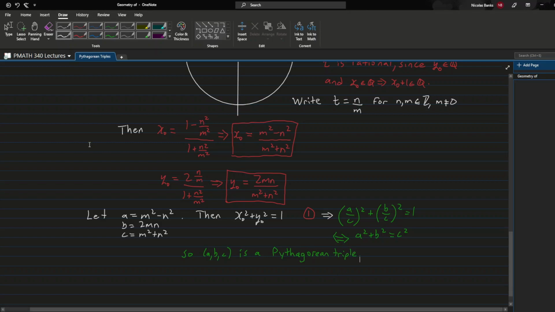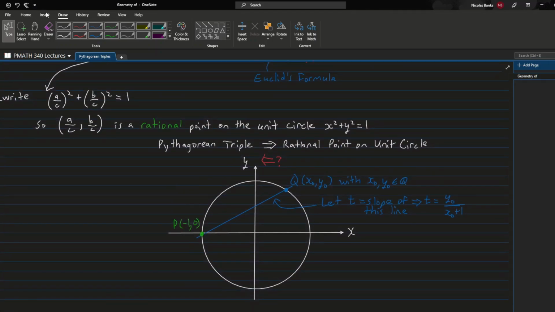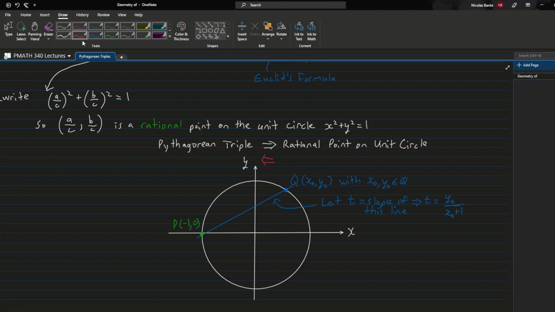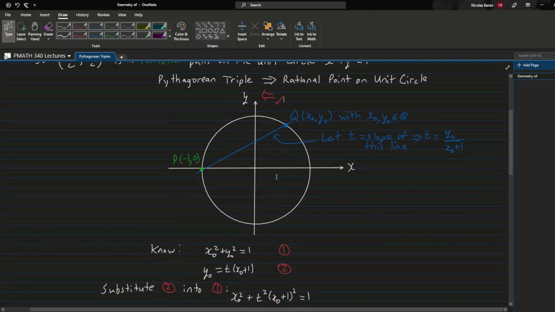So we were able to derive the exact same formulas, Euclid's formula, using a very different method. So yes, we can go the other way. We can take a rational point on the unit circle, the point Q in blue there, and we produce a Pythagorean triple. So we can go both ways. And so Pythagorean triples can be thought of as nothing more than rational points on this circle.